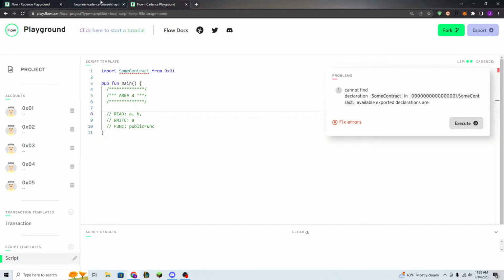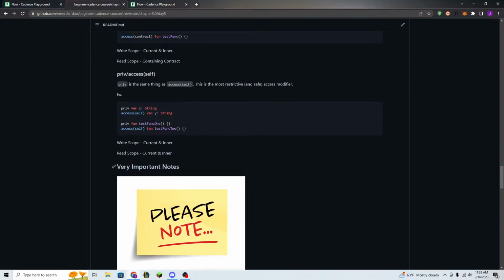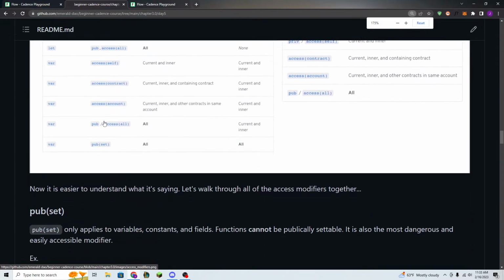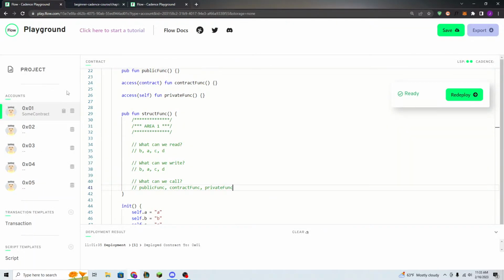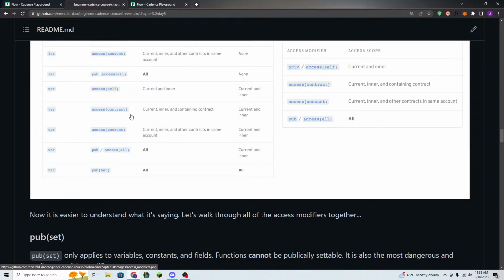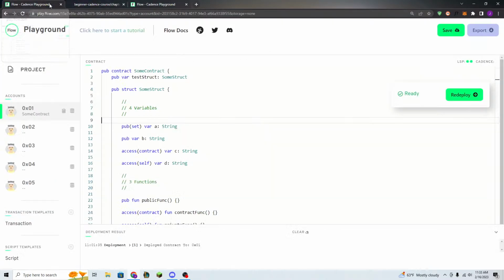All right, so great job to Snowdot, and I hope all of you were able to find a similar level of success. The last thing I want to talk about is this access account one. We skipped over this one because on the playground, it's not possible to show it. Access account, you'll notice, is very similar to access contract. It's current and inner, except instead of containing contract, it's other contracts in the same account. So it's the exact same as access contract. The only difference is that you can also access it in other contracts in the same account.